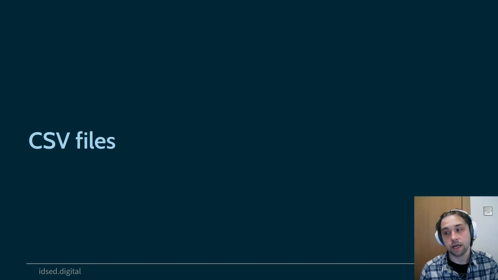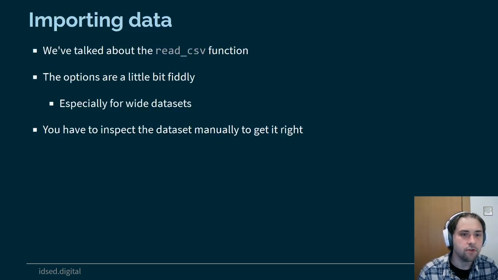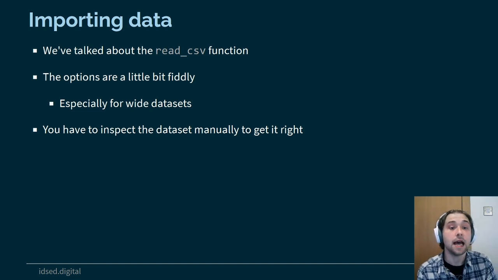So let's start with one example of that, which is a CSV file. Most data that you'll come across will either be in a CSV format or in Excel format. So we'll start with CSVs, we'll talk about that for a while, and then we'll talk more quickly about Excel. So we've already talked about the read_csv function that's provided by the tidyverse. And it has various options that you can pass to it, and there's a family of functions as well, like read_tsv for tab separated values.